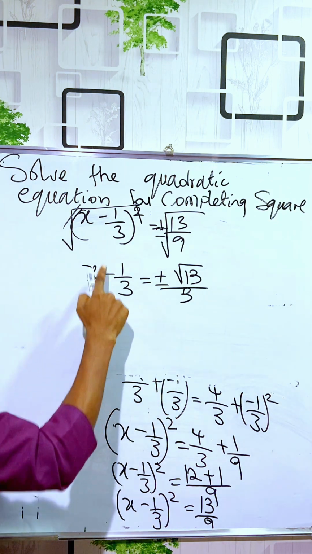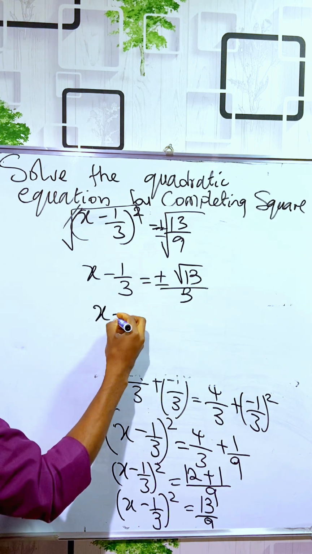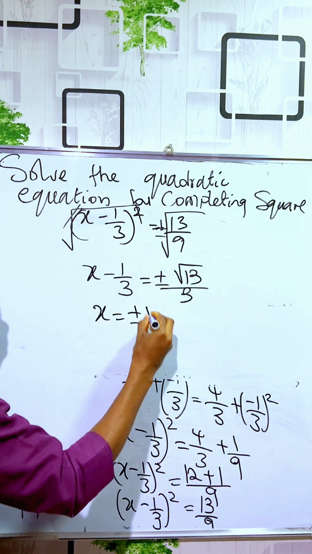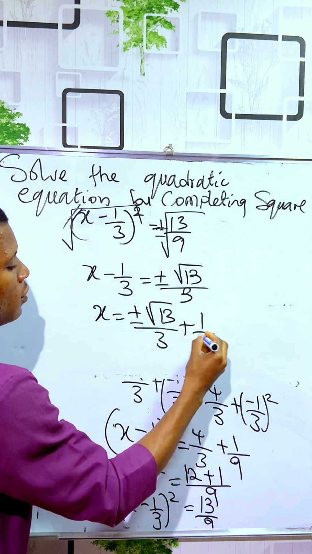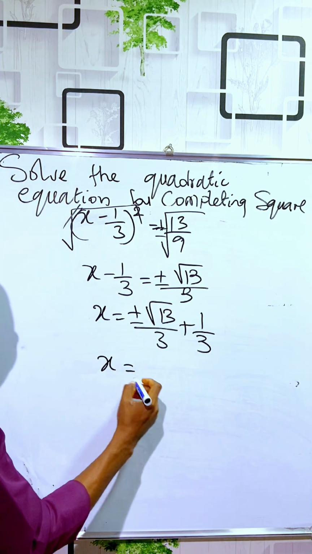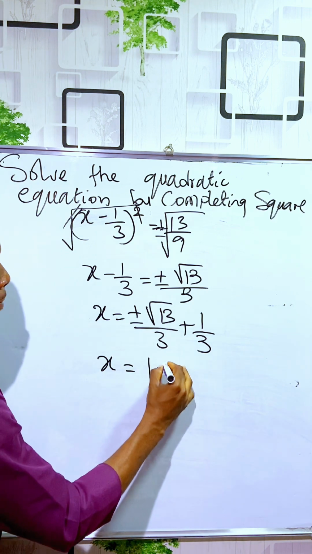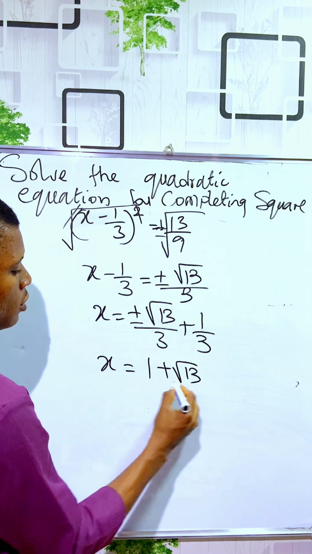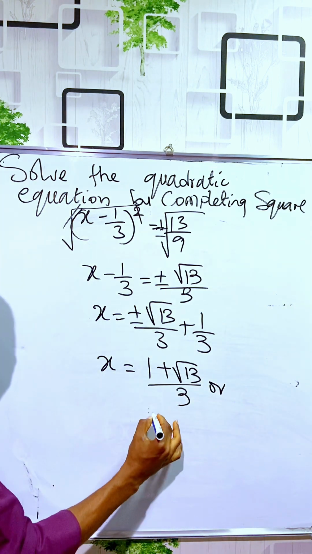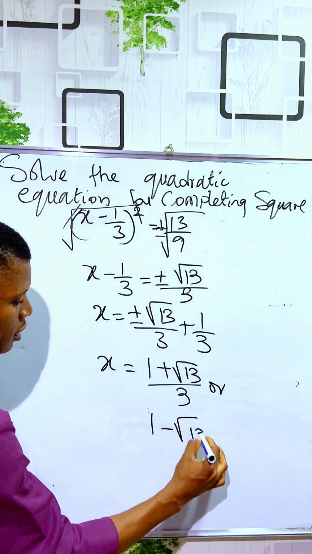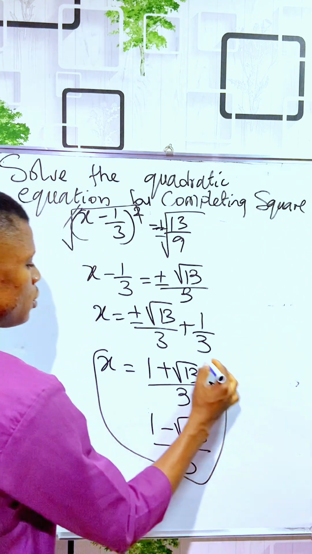So we add 1 over 3 to both sides. x is equal to plus or minus the square root of 13 over 3 plus 1 over 3. They have a common denominator, so x is equal to 1 plus root 13 over 3, or 1 minus root 13 over 3. So these are the two possible solutions of x.